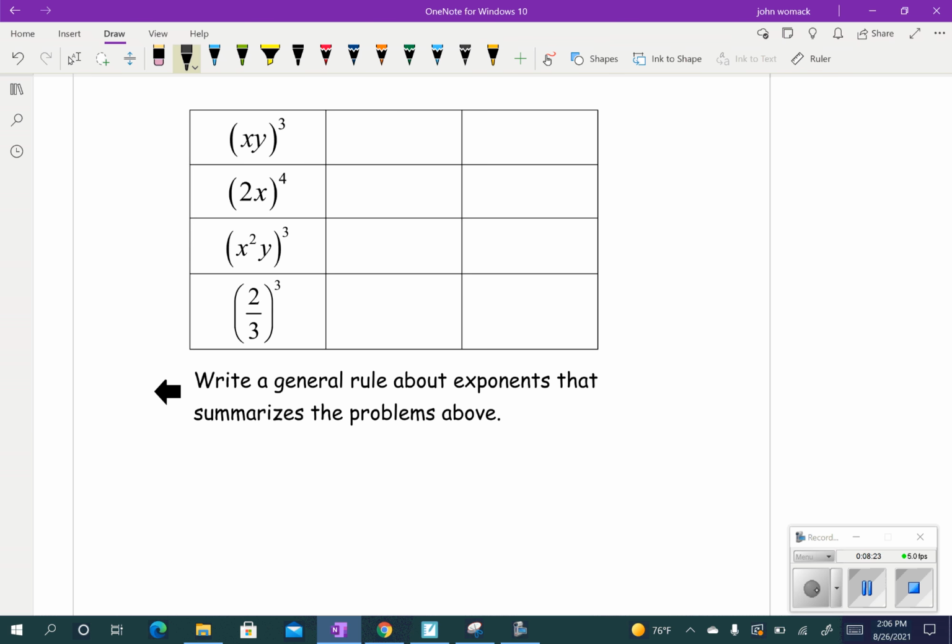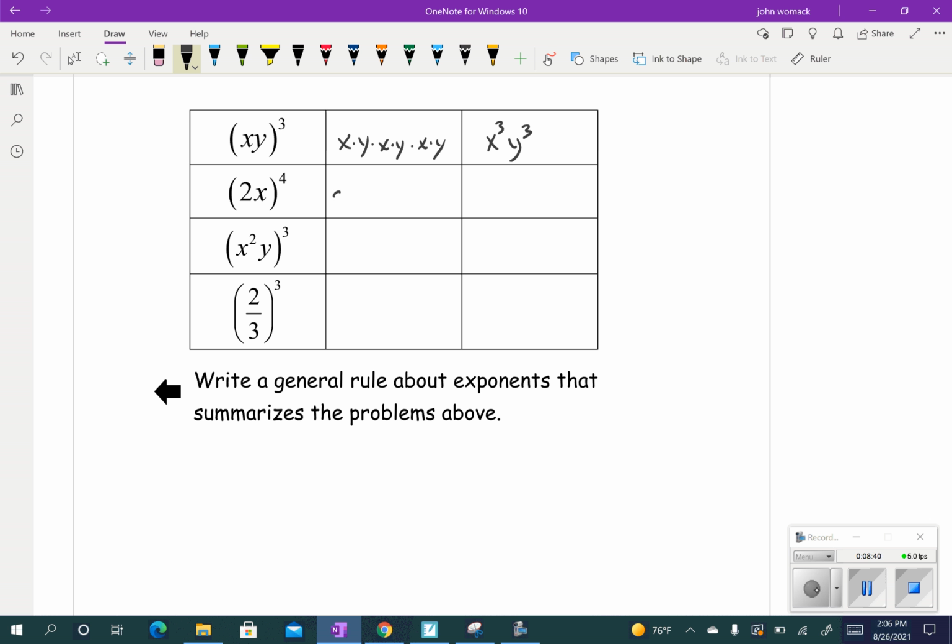All right, xy cubed means x times y times x times y times x times y, right? 3 times. So how many x's are multiplied together? 3 of them. How many y's are multiplied together? 3 of them. So it ends up being x cubed y cubed.